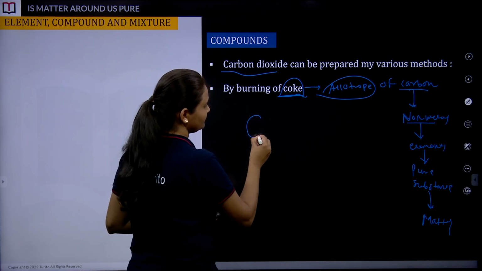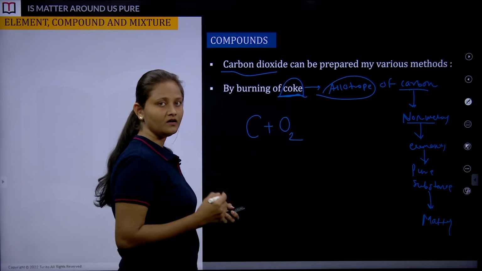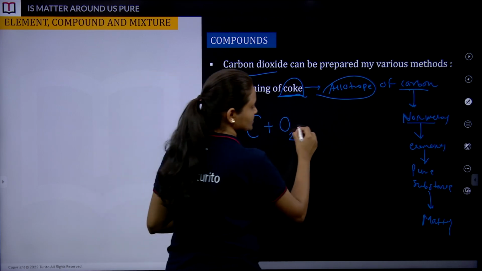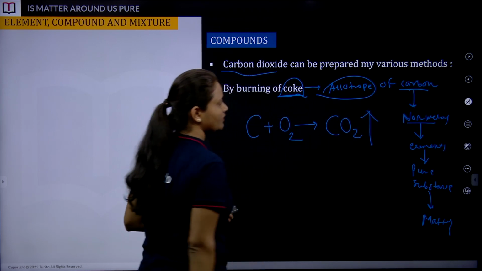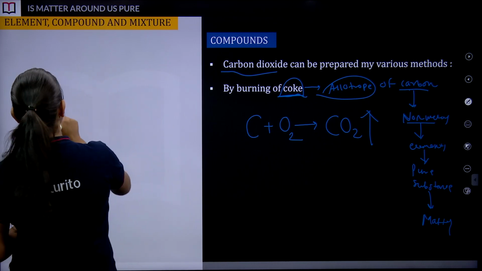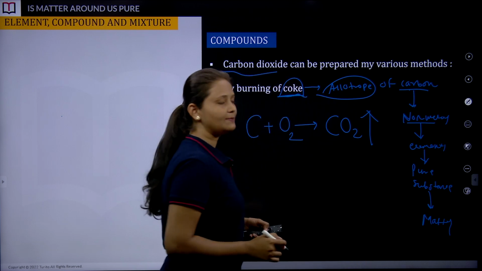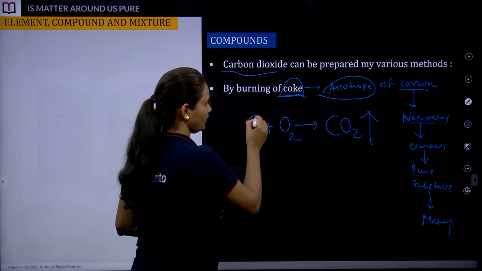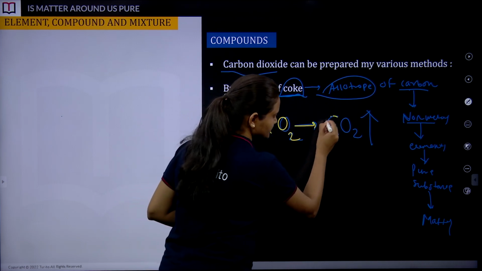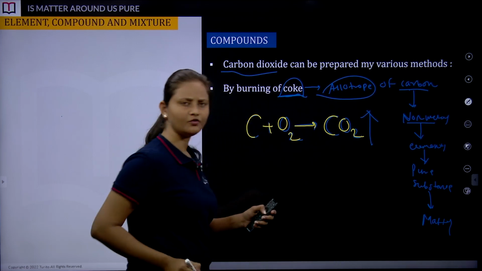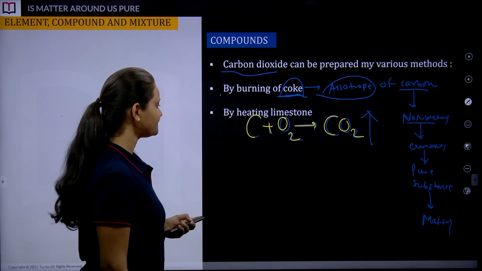Burning of coke. Let me write it here. Carbon is getting burnt. Of course, if it is burning, we have oxygen. In the presence of oxygen, it is going to give you carbon dioxide. What is it giving you? Carbon dioxide. Okay. So students, it is one of the methods to prepare carbon dioxide. I hope you all are able to see this. I am just going to rewrite it, CO2. Is it clear for you all? Alright, so this is the first method.